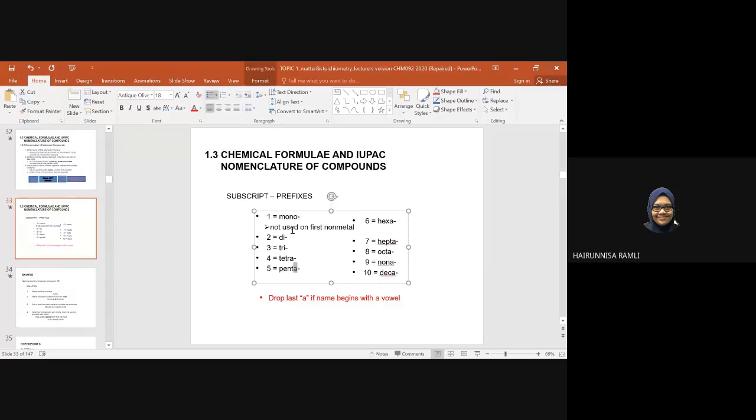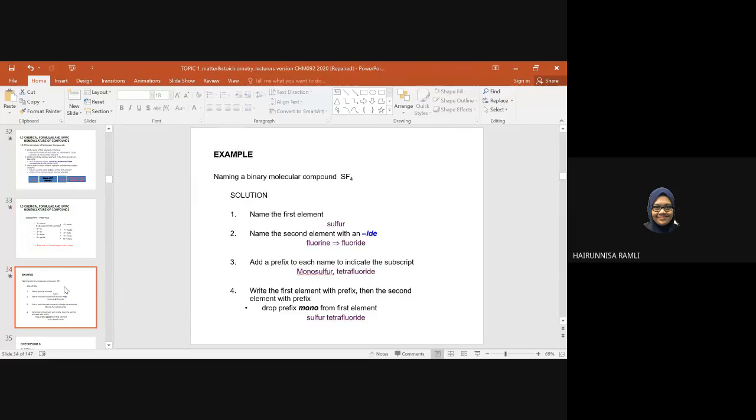Okay, kalau di, kita tak buang I. Dia tak jadi dioxide. Dia still akan jadi dioxide, trioxide. Mono pun dia tak akan jadi monoxide. Dia akan jadi monoxide je. Sekali je. Okay. So, for example, SF4 sulfur.